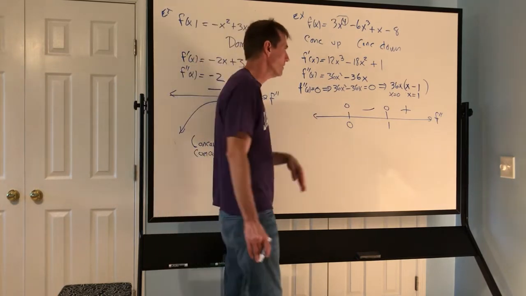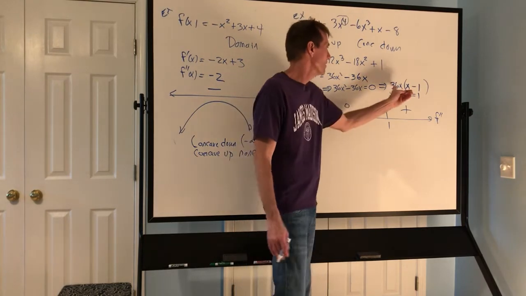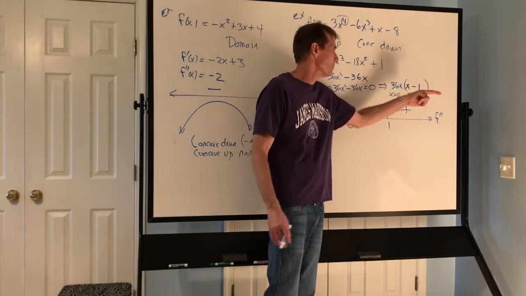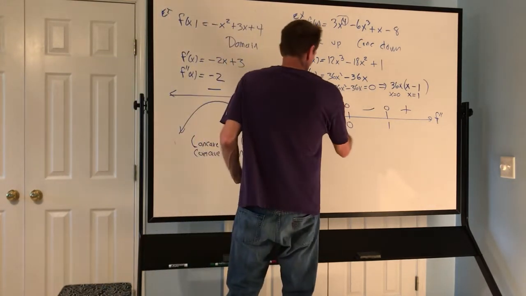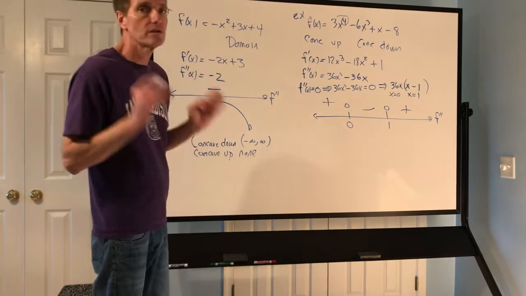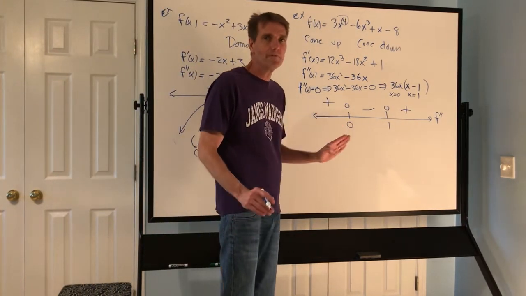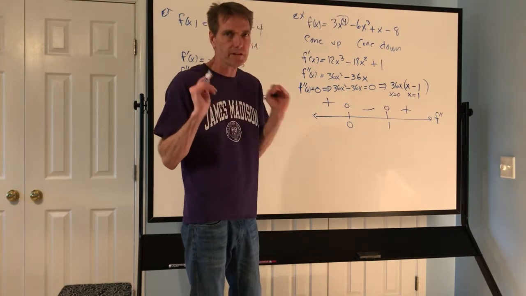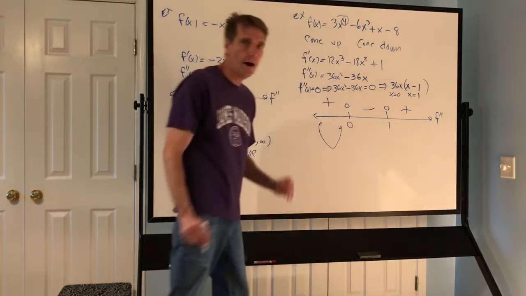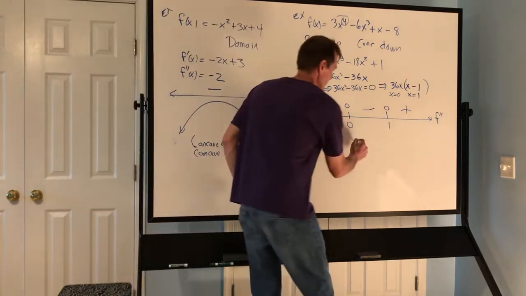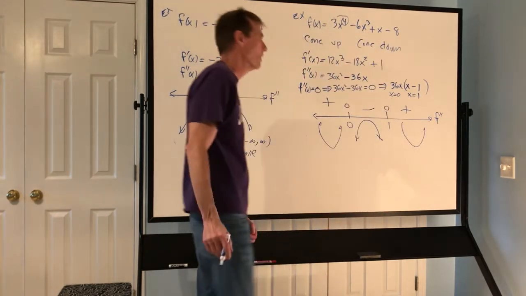Now we'll check a number out here, maybe like negative 12. I don't care. 36 times negative 12, negative. Negative 12, take away another one, negative. Negative times a negative is a positive. So, since this is the second derivative, I'm not drawing arrows. This isn't the first derivative, it's the second derivative. I'm smiling, concave up in this region, frowning, concave down in that region, smiling, concave up in that region.